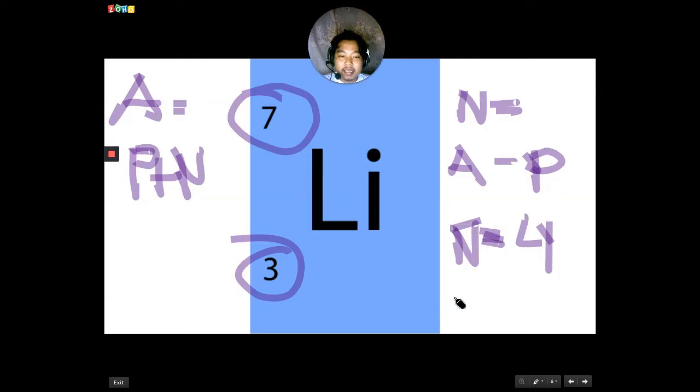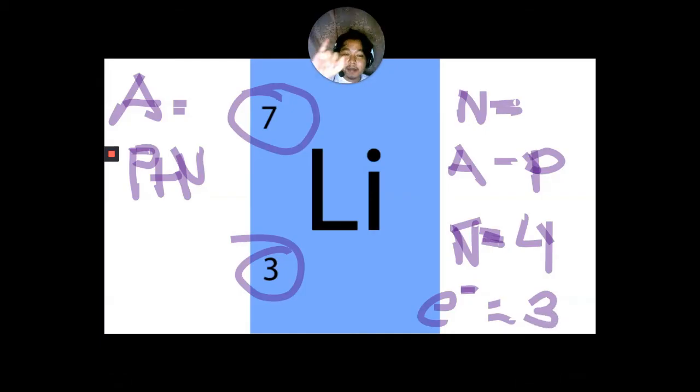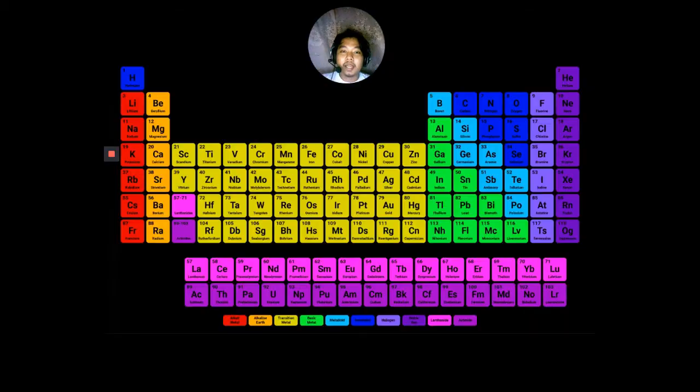So, 7 minus 3 would give you 4 neutrons. And then, kulang is yung electron mo. How would you know how many electrons are there? Very simple. I've been reiterating last time that an atom will always have the same number of protons and electrons. Therefore, your electrons is 3. And now you have the mass number, the proton, the electron, and the neutron without even looking at your periodic table of elements.